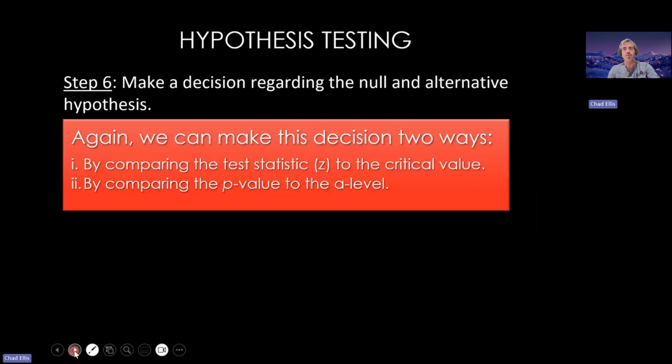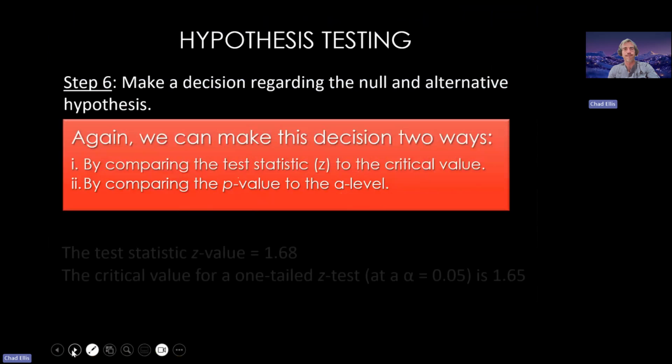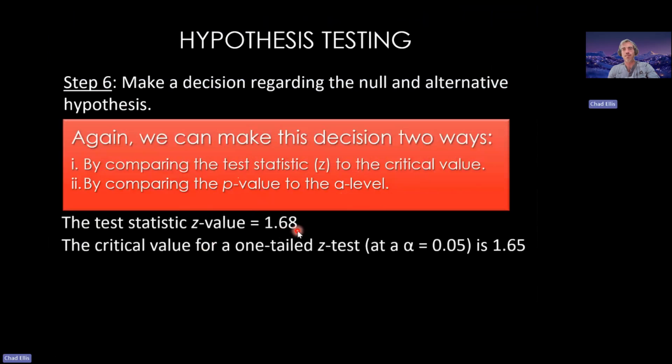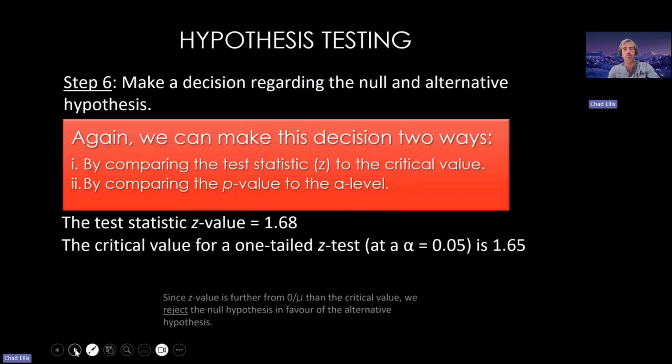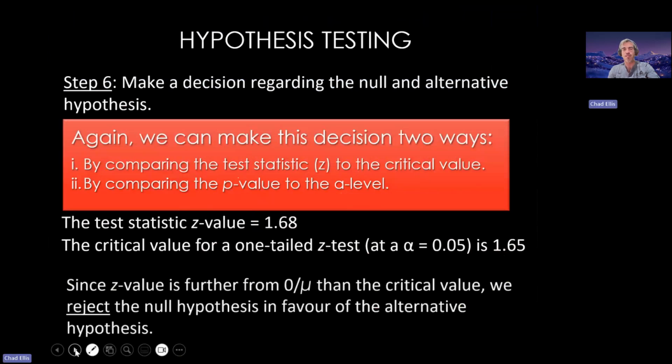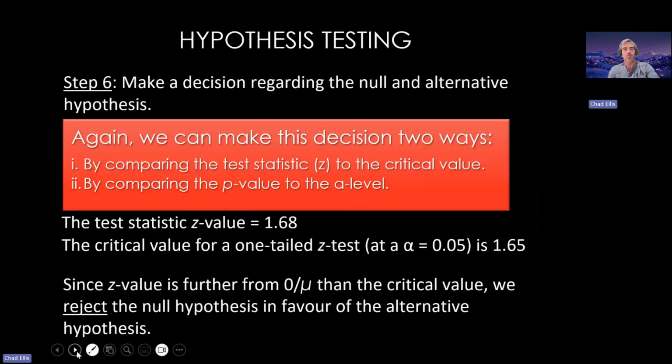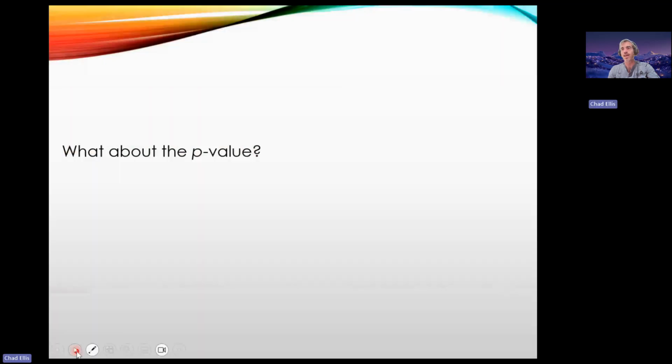We can again determine this in two ways. We compare, like we just did, the Z-stat to the critical value, but we can also compare the p-value to our established alpha level. Because we had a Z value of 1.68, and that's more extreme than our critical value of 1.65, we're going to reject the null hypothesis. And from that, we're going to conclude that our Mars bars are actually heavier than they should be based on that sample.